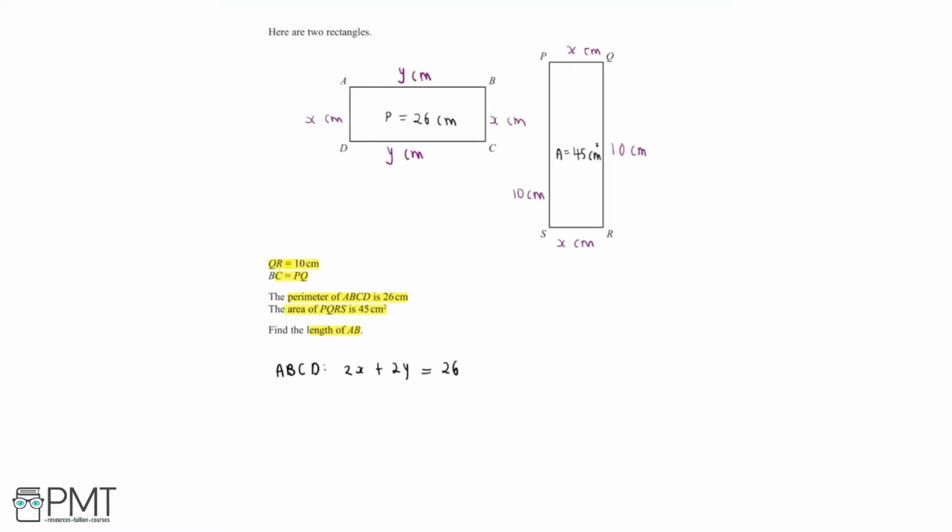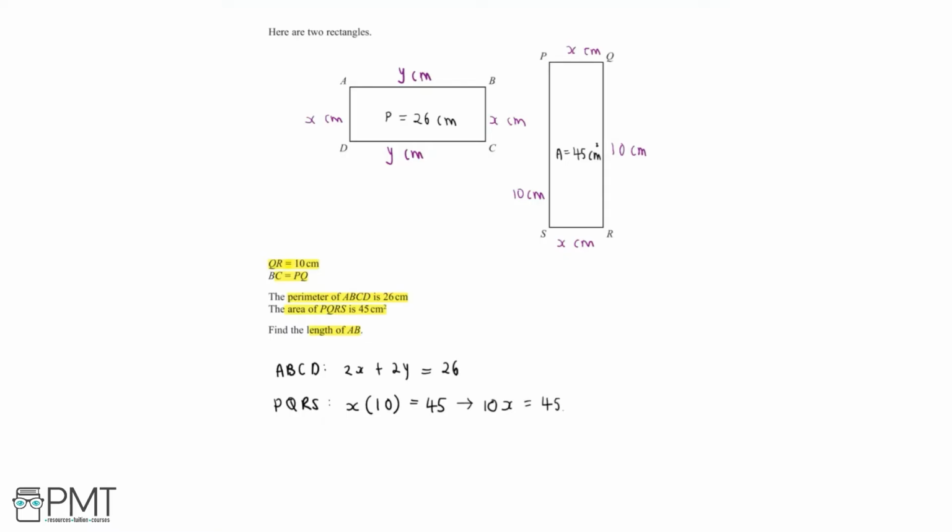Now let's look at rectangle PQRS. Now to find the area of this rectangle, we will do the base multiplied by the height. We have a base of x and a height of 10, and so we can say that the area is equal to x multiplied by 10, which we know is equal to 45. And so we now have an expression that 10x is equal to 45.